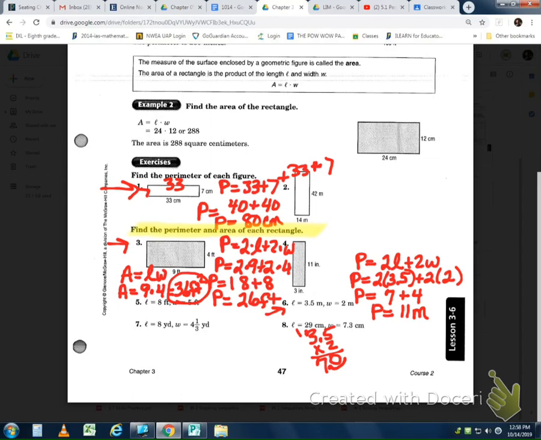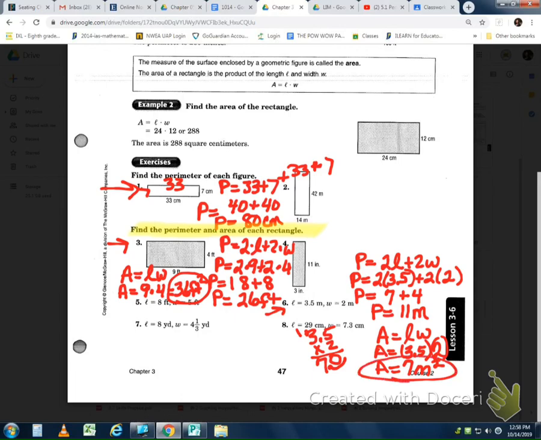Now, for number 6, area. What's the formula for area again? Length times width. So we need to do 3.5 times 2. Don't we already know what 3.5 times 2 is? What is it? 7. And how do I label this one? 7. No, I'm talking about the label for the unit. 7 meters. What? It's area. 7 meters. Good. Squared. 7 meters squared.